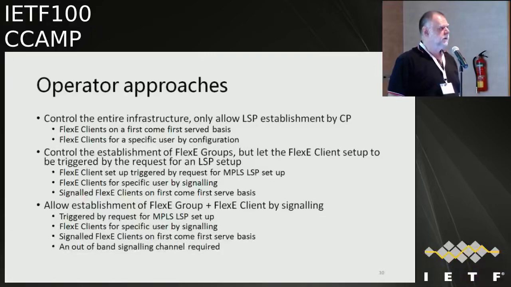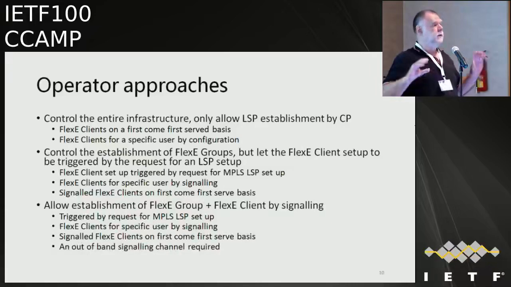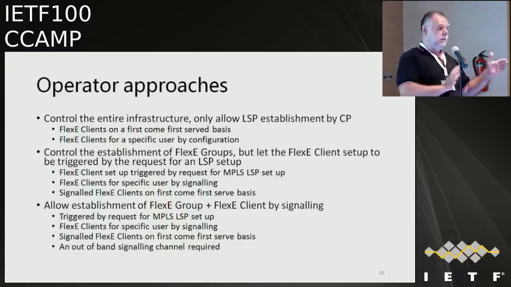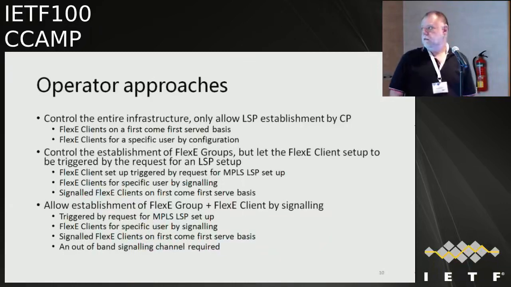So I just want to ask, is the Flexi client setup triggered by a request for MPLS LSP setup? And here you use the MPLS LSP. As you know, maybe we can use Ethernet to carry other traffic. I can try to answer, if I understood the question. If you have the Flexi groups established and you want to set up an MPLS LSP over those nodes, you need to also establish the in-between node link on the Flexi client level before you can set up the MPLS LSP. Let me ask a question another way. Does the MPLS LSP here have a strong relationship with Flexi?